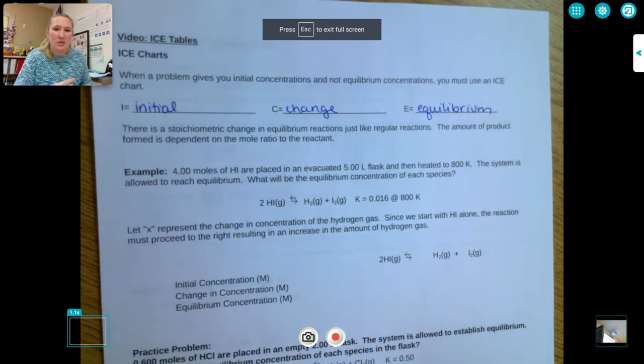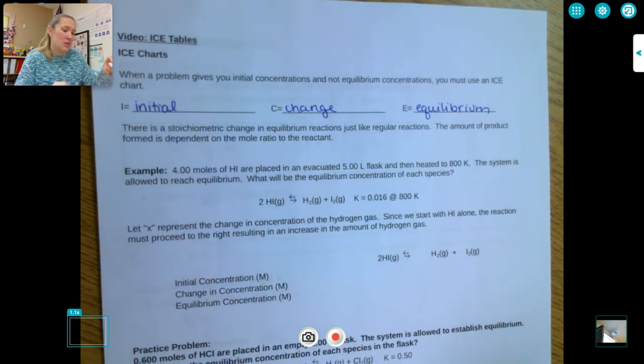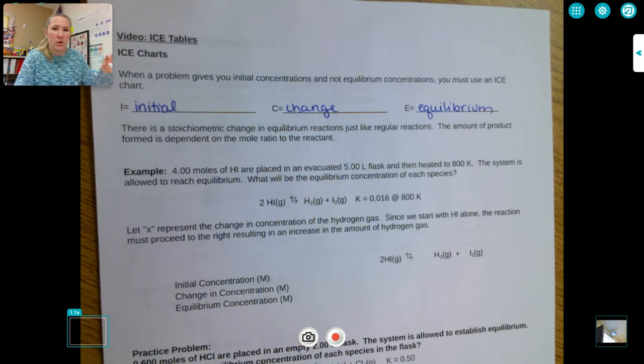Hey AP, in this video we are going to look at ICE tables. So in yesterday's video we looked at equilibrium and equilibrium expressions, and in all of our calculations we were working with concentrations that were at equilibrium. But most of the time in real life, we are not going to get concentrations that are at equilibrium.